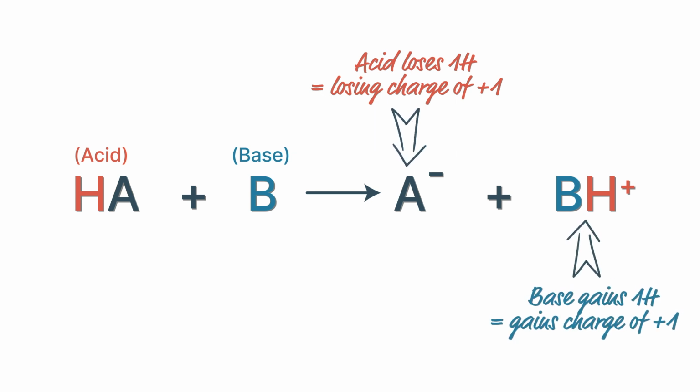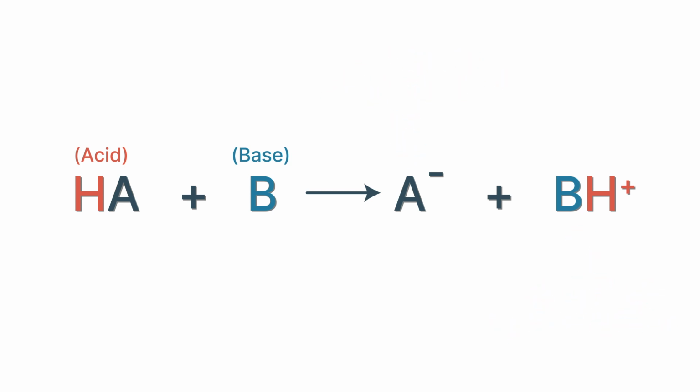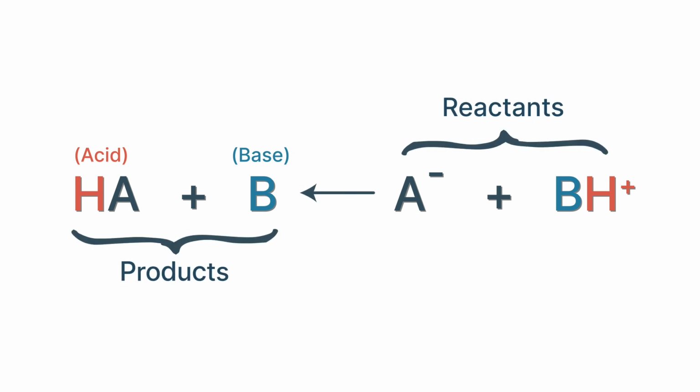Conversely, for the base, it has gained a charge of +1, going from neutral on the left to a charge of +1 on the right. We would know from this increase in charge that it is a base, though again it's probably easier to see that it has gained a hydrogen atom. But what if this reaction could run in the opposite direction, such that the reactants on the right could react to form the products on the left?